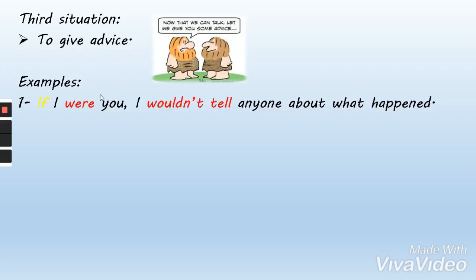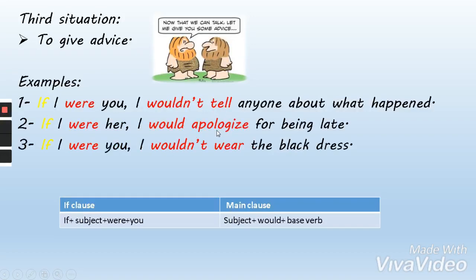We use were with I, okay? But in the main clause, we use the subject followed with would, then the verb base form. So this is how we form it. When we give advice using the second conditional, we put if, then followed by the subject, then were, then you or the object in here. Then the main clause, what do we have? We have subject followed with would, then base form of the verb.